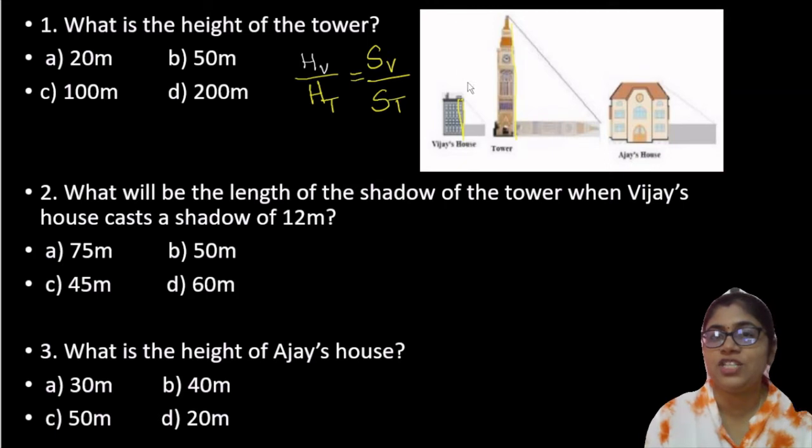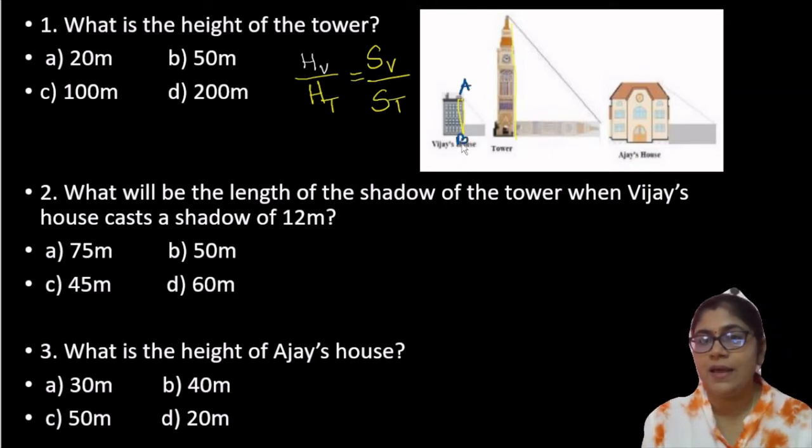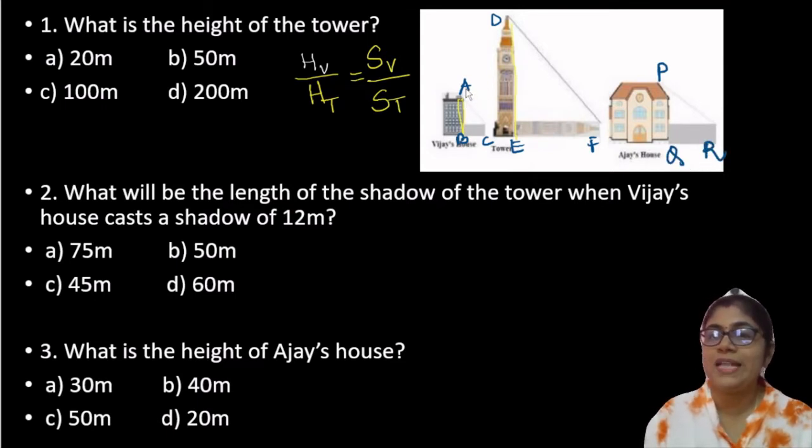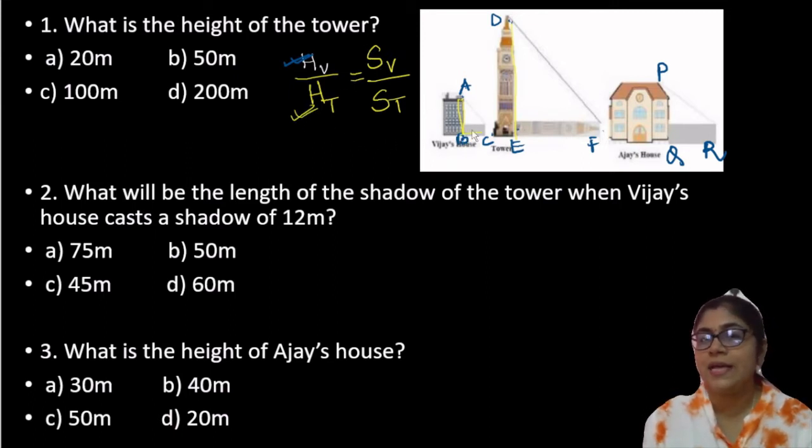Let's name the triangles A, B, C, D, E, F, and P, Q, R here. So we can say AB by DE equals to AC by DF. So AB is height of Vijay's house and DE is height of tower. Shadow of Vijay's house, that is BC, divided by shadow of tower, that is EF.